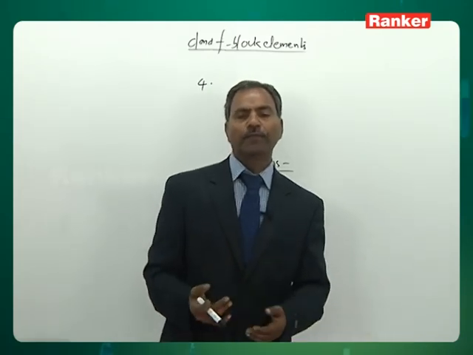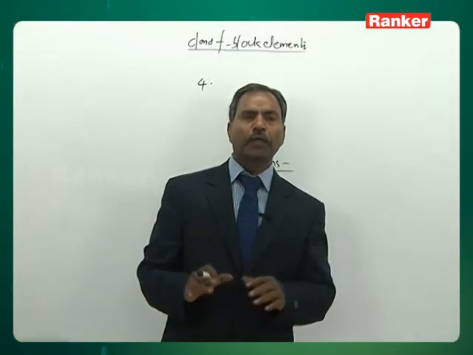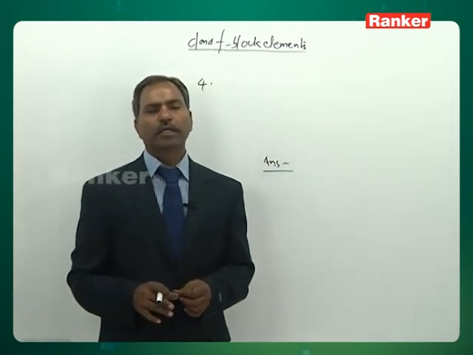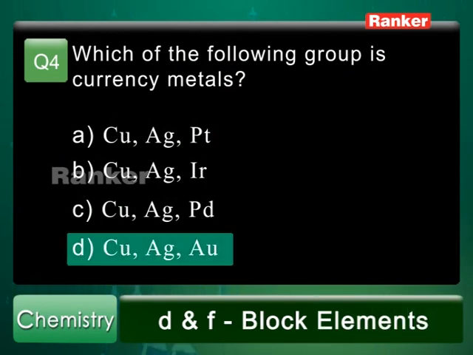In this question, option A is Cu, Ag, platinum, option B is Cu, Ag, iridium, and option C is Cu, Ag, palladium. But Cu, Ag, Au are the ones most used in the preparation of coins. Therefore, for the fourth question, option D is the answer.